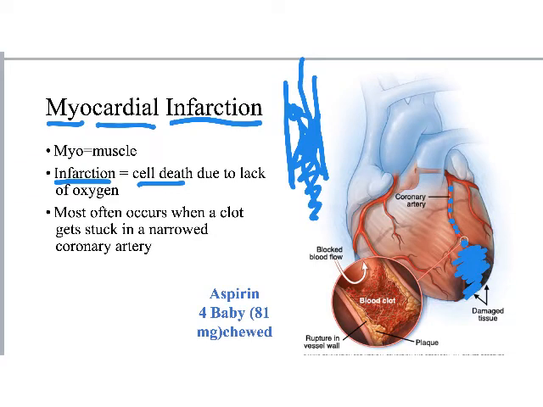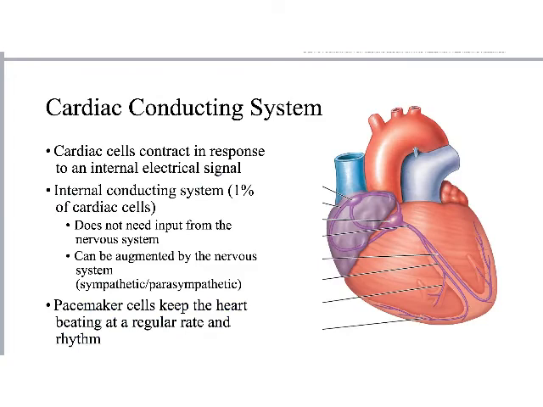Aspirin works by making our platelets less sticky. And platelets sticking together is one of the first steps in forming a clot. So by taking the aspirin, we make those platelets less sticky and less likely to form a clot. It may help prevent this small clot from turning into a big clot, and you may be able to save some muscle tissue. So remember, 4 baby aspirin chewed whenever you think someone's having a heart attack.